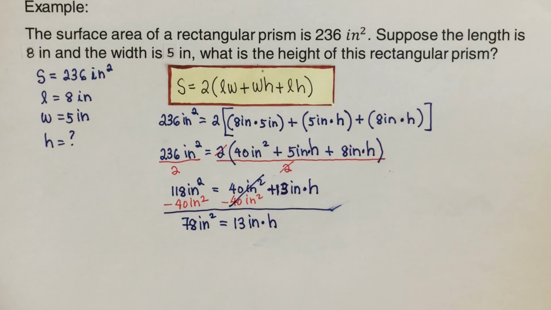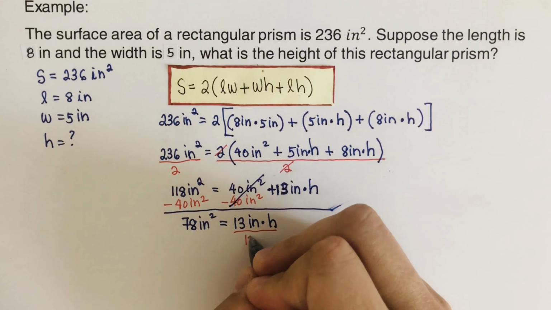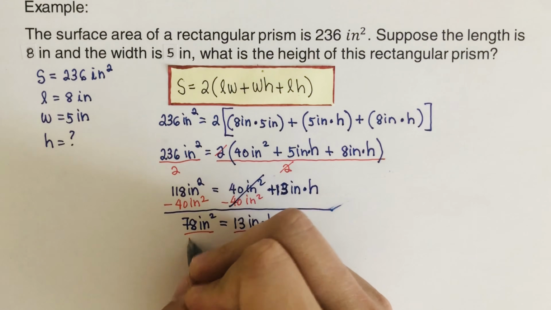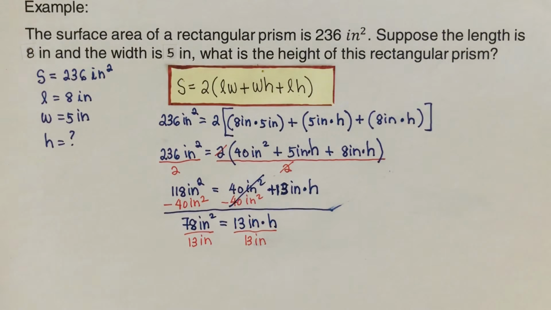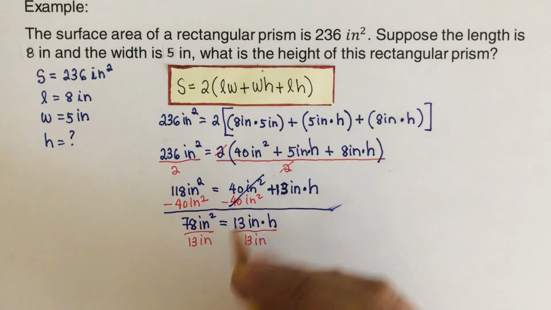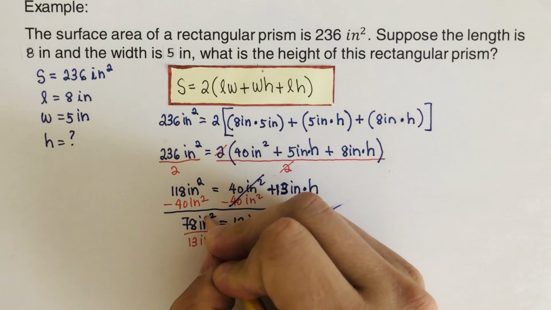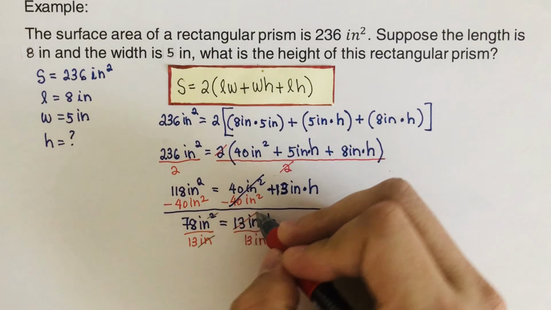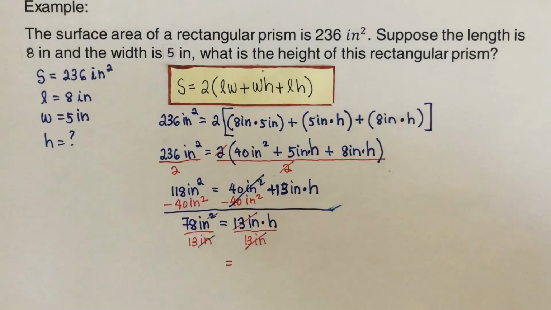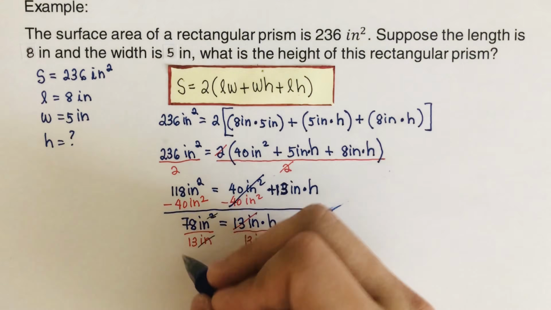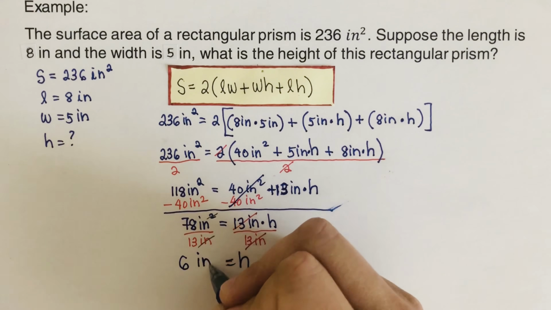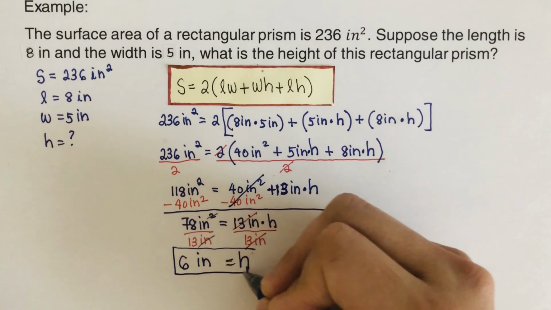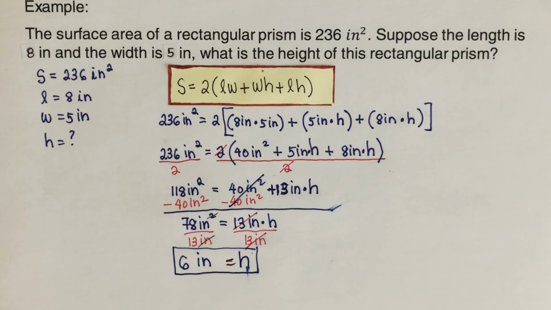We want the height by itself, so we divide both sides by 13 inches. Now remember that in this problem, inch squared means inch and inch together. We take one of the inches here and the inch there, and these two get crossed out. We are left with h. So h is equal to 78 divided by 13, which is 6, and the unit here is inches. This is the height of this rectangular prism.